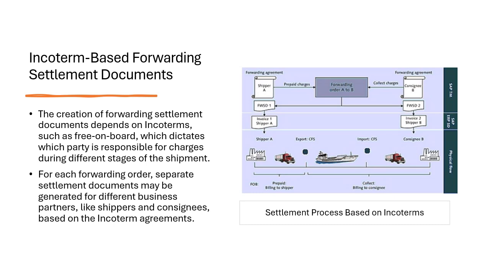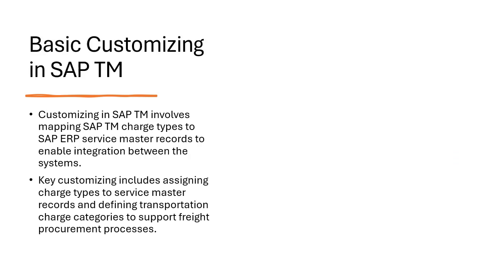This image actually shows how Incoterms influence the generation of settlement documents in SAP TM. It also shows how charges are split between shipper and consignee based on their respective responsibility for different legs of the transportation process. So next is basic customization in SAP TM, which involves defining document types, profiles, and process controllers, which are necessary to create forwarding settlement documents.